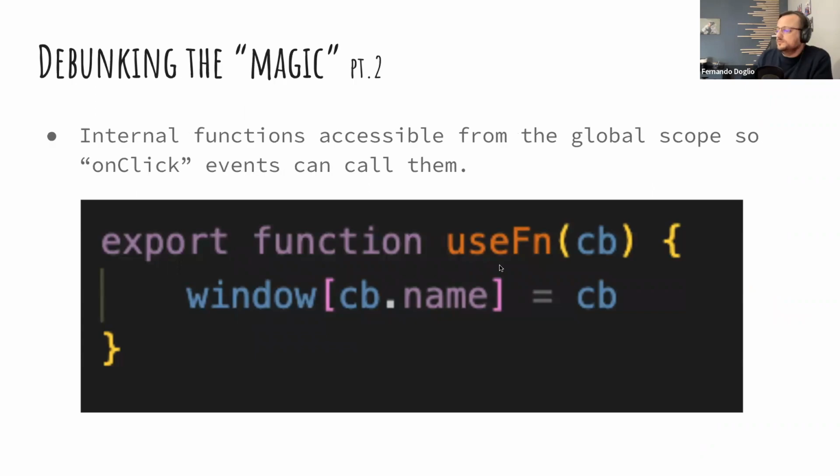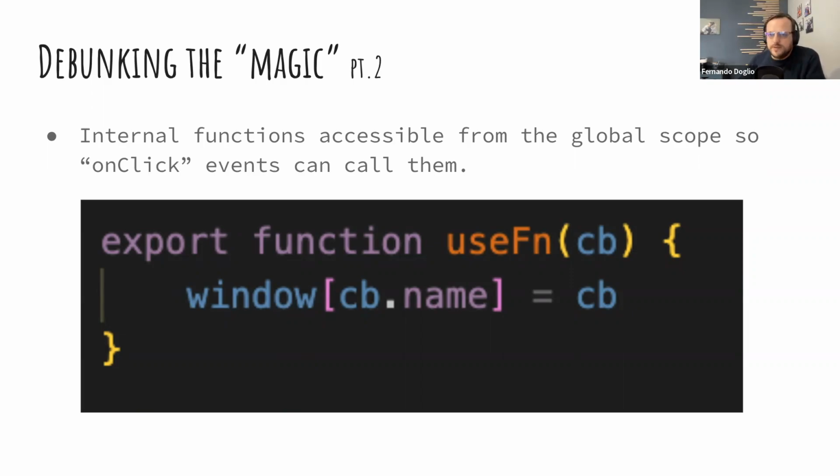So the use FN hook that I added on top of what we already had for React is simply moving or copying the internal function that we define inside the component into a global scope. Again, adding them to the window object on the browser.